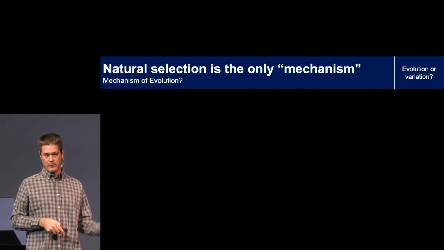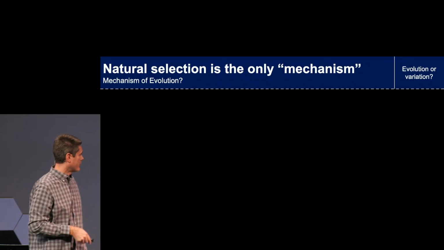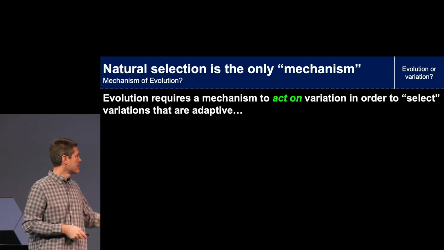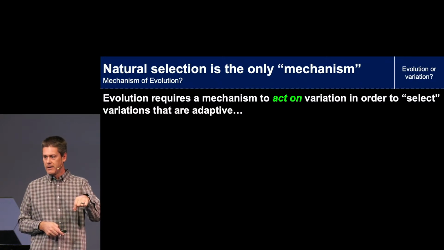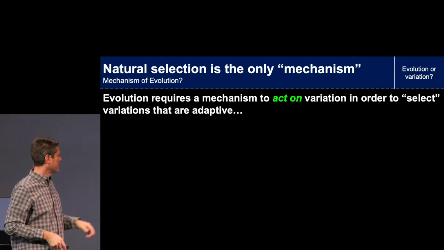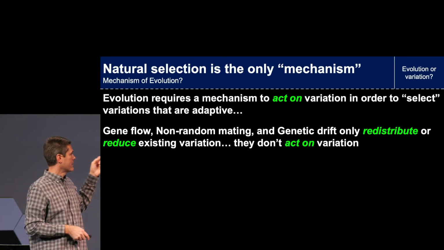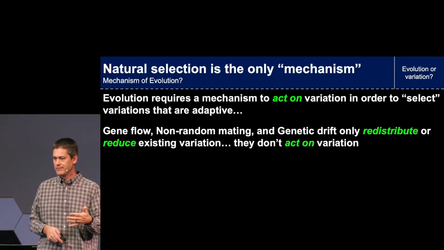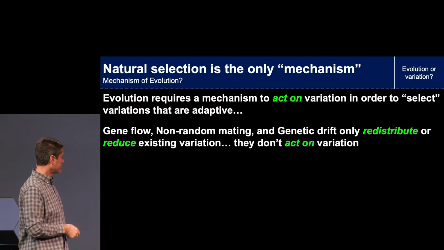So what should be clear from what we just talked about is that natural selection is really the only mechanism that they're proposing for evolution, because it requires a mechanism to act on the variation. And these others are just variation in that they redistribute or reduce the existing variation. They don't act on variation at all. So really the only mechanism we're talking about here is natural selection.